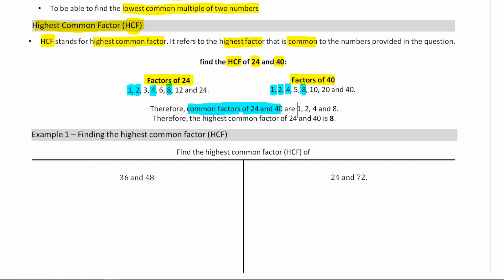Then the next question we're going to say is, well, what is the highest common factor? So all the blue represents my common factors, and the highest common factor is obviously going to be 8. That's the biggest common factor there. So that means our answer is going to be 8.